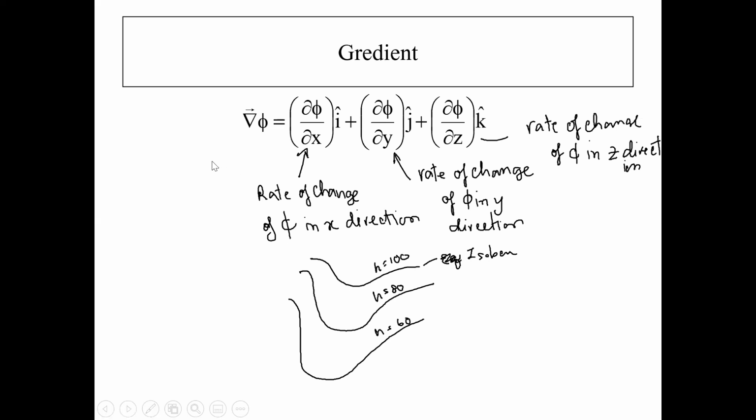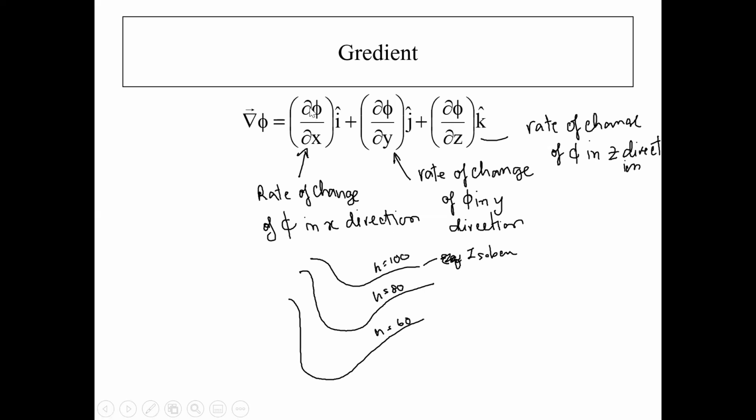Now there is one more type of derivative. It's called the gradient of a scalar function. The symbol used is a reverse triangle with the vector form. The gradient of any function phi is the rate of change in x direction i, plus the rate of change in y direction j, and the rate of change in z direction k.